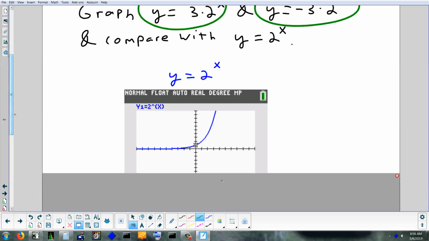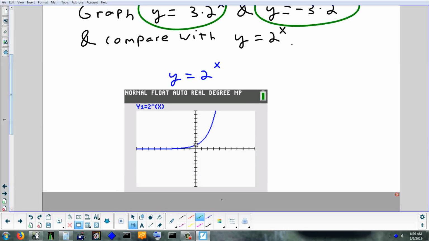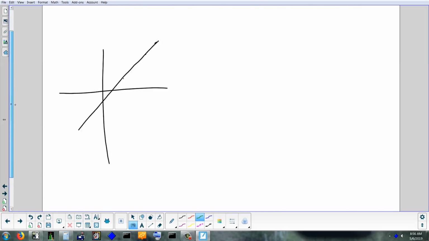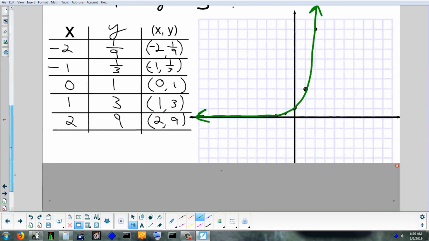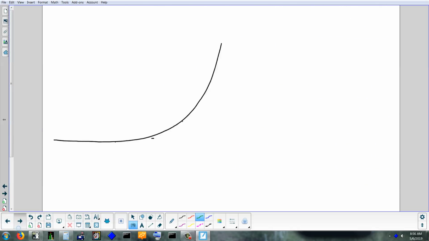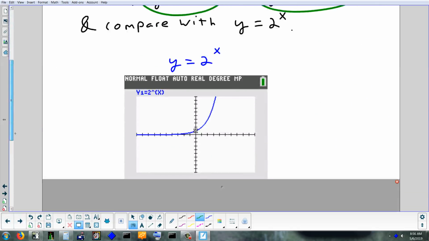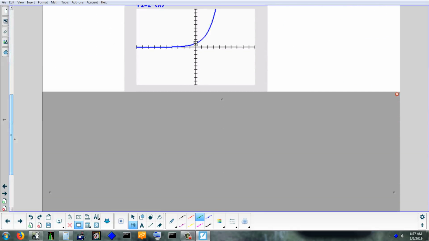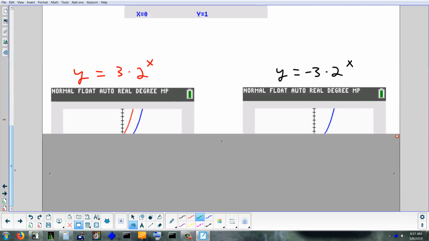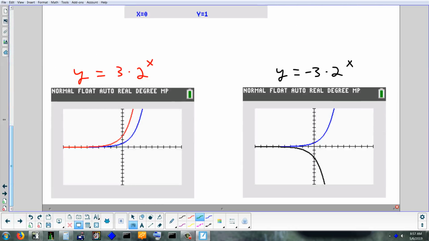Okay. Without going through everything we just did, here's the graph of 2 to the x. I just did it on the calculator, just like the graph I just did in green. That's 3 to the x. This is 2 to the x. If you wanted to do it by hand, you'd make your table, pick your x's, find your y's, graph your coordinates, draw your sketch. So there's 2 to the x. Now, let's look at 3 times 2 to the x.